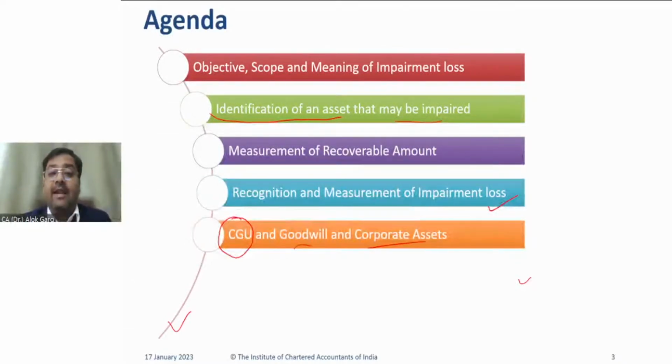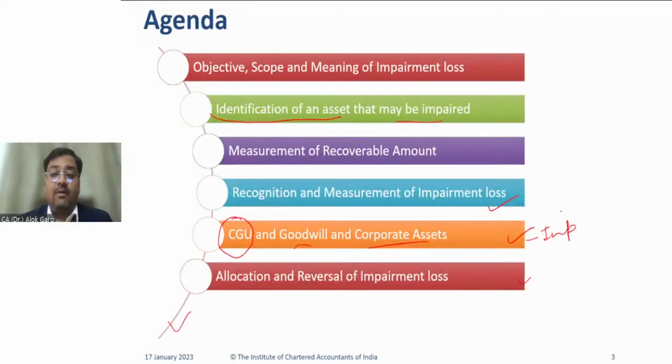We will also discuss goodwill and corporate assets. These are three important concepts, right? How to do the impairment of assets in a group of assets, in the CGU. And how to allocate goodwill in the group of assets, which is the CGU. And what is the treatment of corporate assets? We will be covering this part also, and this is a very important part, I would say.